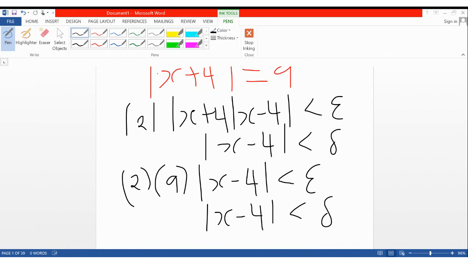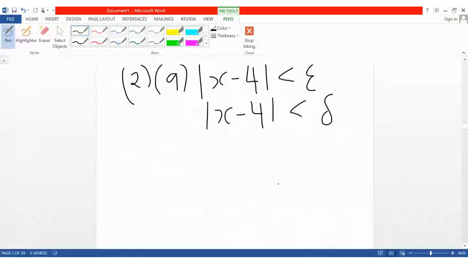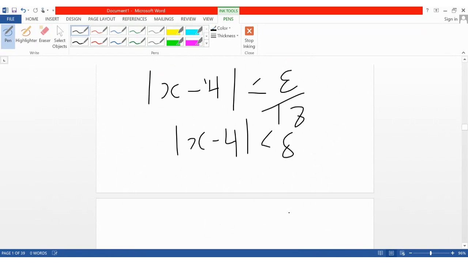Yes, you guys are correct. Over 18, yes. So this one we shall have, that's correct, the magnitude of x minus 4 is less than epsilon over 18, which is x minus 4 is less than delta. So it means that delta is the same as epsilon over 18. And we are done with the proof.